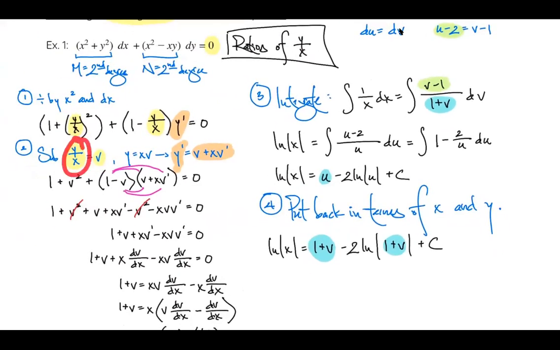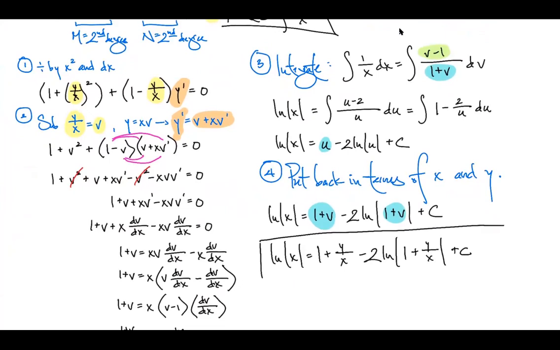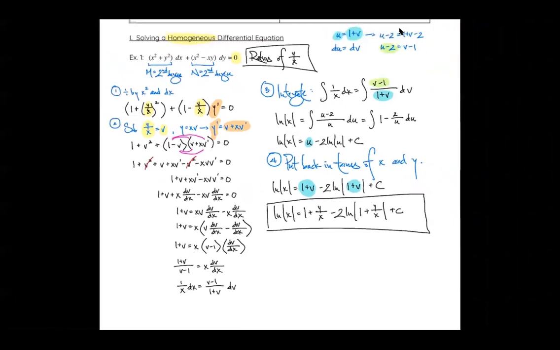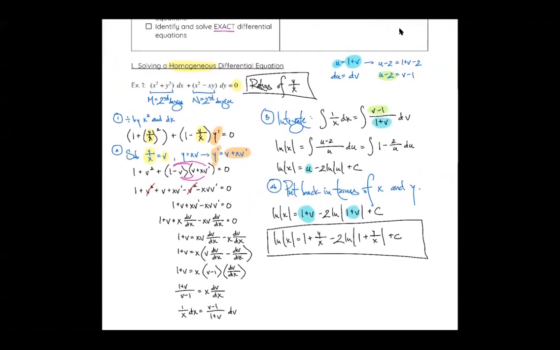The last substitution is the yellow. Everywhere we see a v, we want to put y over x. And so we'll get natural log of x equals 1 plus y over x minus 2 natural log of 1 plus y over x plus c. And I don't know about you, but I'm all set. I don't need to turn this into an explicit solution, right? We already did so much work. If you did all this substitution, I believe in your algebra skills. You have convinced me. You can 100% leave this in this form.